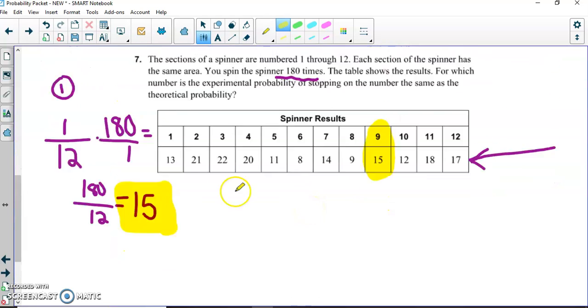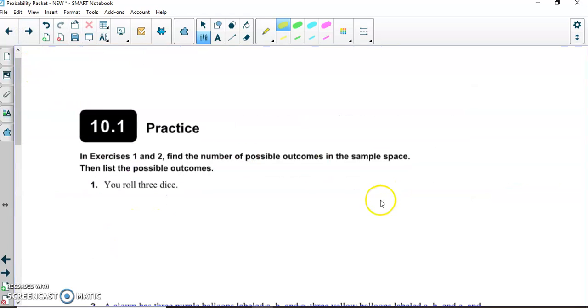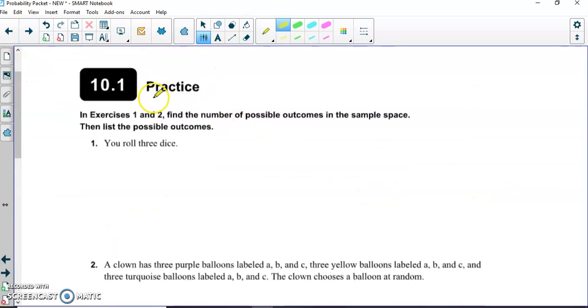Okay. So for extra practice, you're going to go ahead and do the practice problems for 10.1. And please reach out if you need any help.